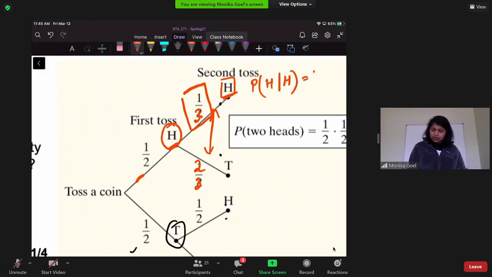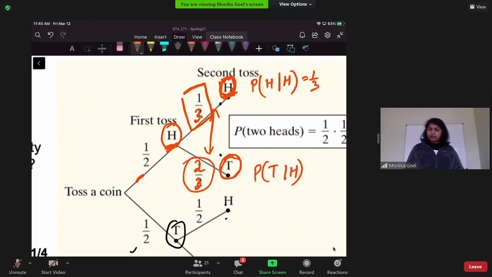So this is 1/3. So how do we write this part in terms of probability or conditional probability? This is the probability we are looking for: head given that I get a head in my first trial. Same thing for this tail. You don't get this tail until you get this head first. So given that you get head first, the probability of tail is 2/3.